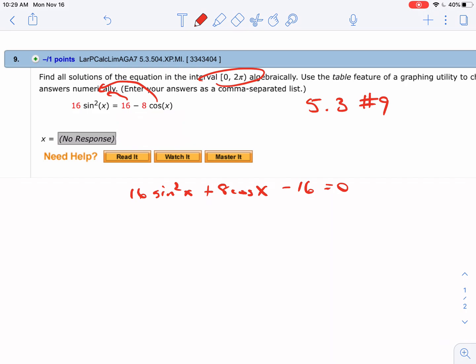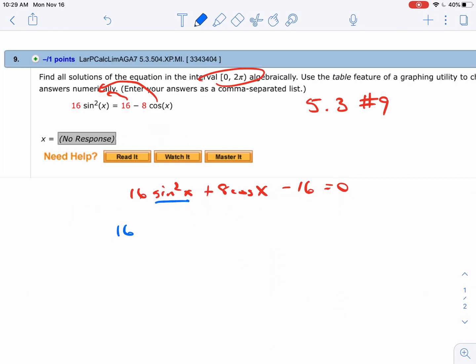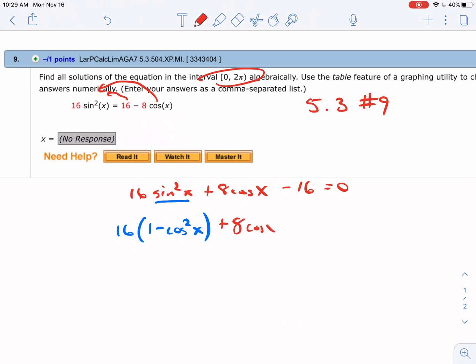And again, I have two different trig functions. So I want to take this and switch it into 1 minus cosine squared. I did not do anything to this one or the 16. So I just changed sine squared into 1 minus cosine squared. Now if you distribute, you get 16 minus 16 cosine squared of x, and there's a 16 and negative 16, so they go away.